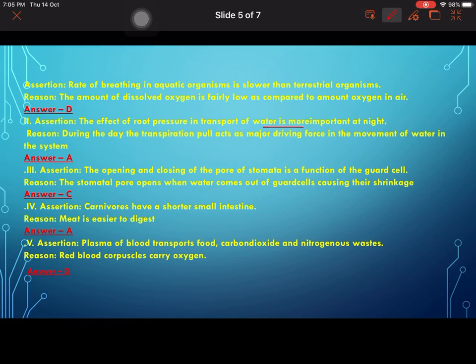The opening and closing of pores of the stomata is a function of guard cells, correct, and the stomatal pores open when water comes out of the guard cell. No, it's when the water enters the guard cell. So A is correct, R is wrong, so answer C will be there.